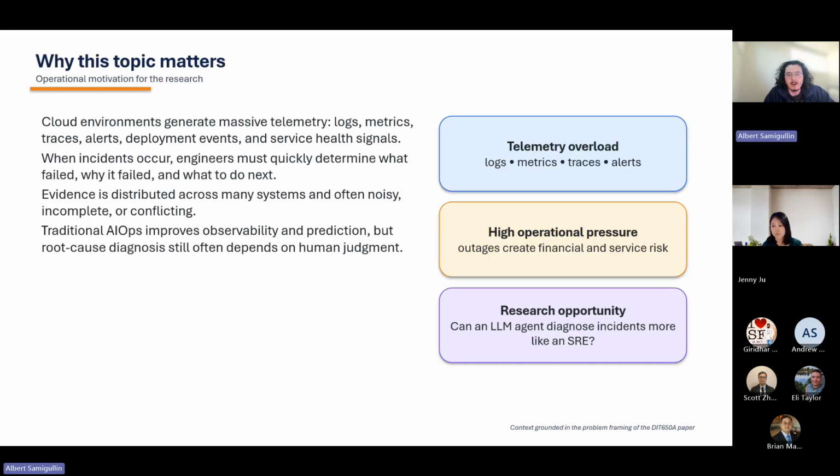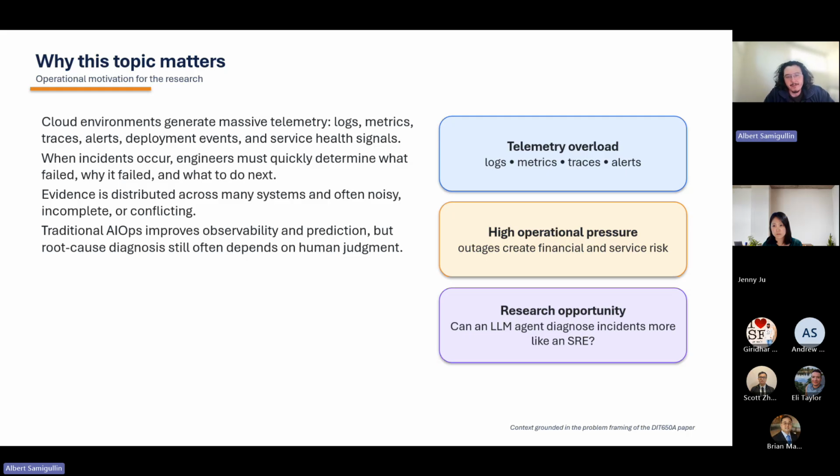A little bit of background. So cloud systems generate large volumes of telemetry, logs, metrics, traces, alerts, deployment events, and service health signals. So it's a lot of data, as we can imagine. And when an incident happens, engineers must quickly understand what failed, why it failed, and what should be done next. This is difficult because the evidence often is distributed across many systems.